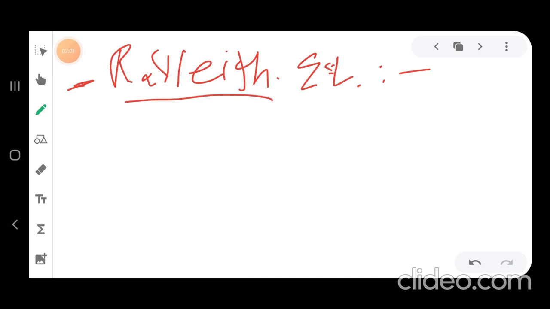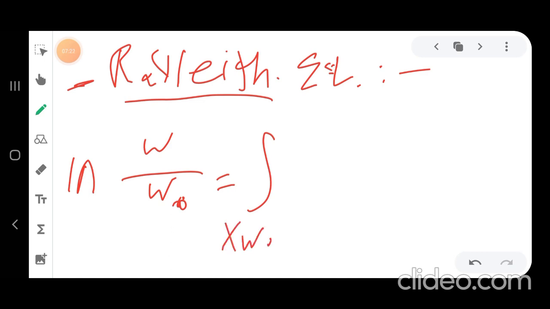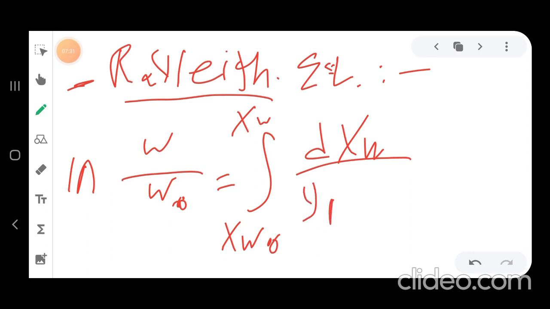The Rayleigh equation is used to describe batch distillation with a simple or rectification batch distillation. This equation tells you that ln of W over W naught is equal to the integration from xW naught to xW of dxW by yd minus xW. This is a general equation.